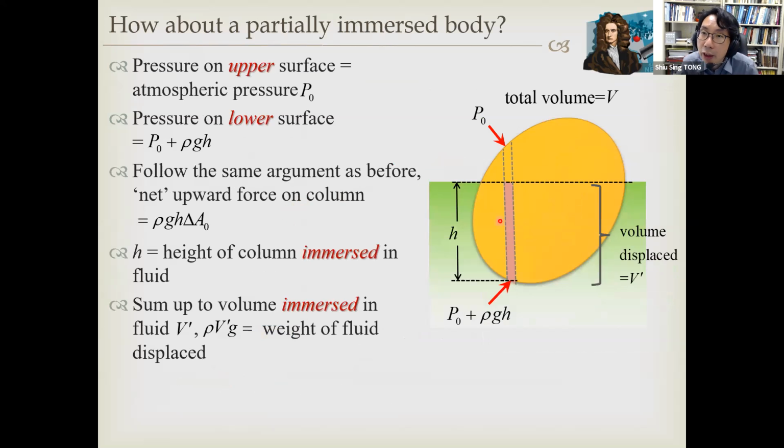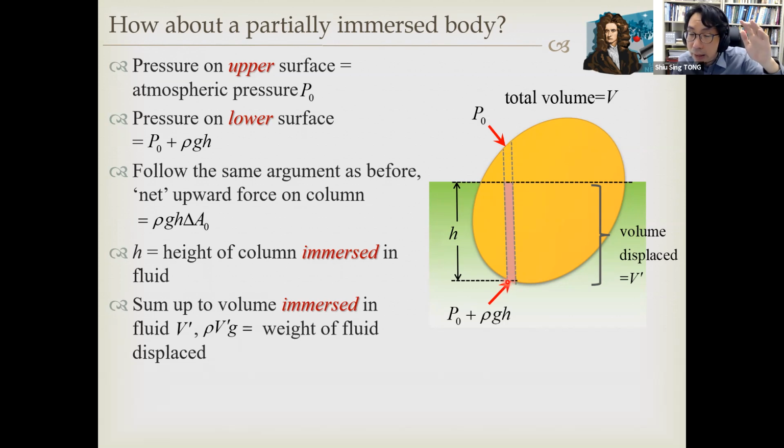Now, what happens if the volume is not totally immersed? Suppose the body is not totally immersed, but partially immersed. Now, I can apply the same argument. I pick out a thin column of the body. The pressure at the top is atmospheric pressure. Okay, I call it P naught. The top part is no longer in water. So the only pressure here is the atmospheric pressure, I call P naught.